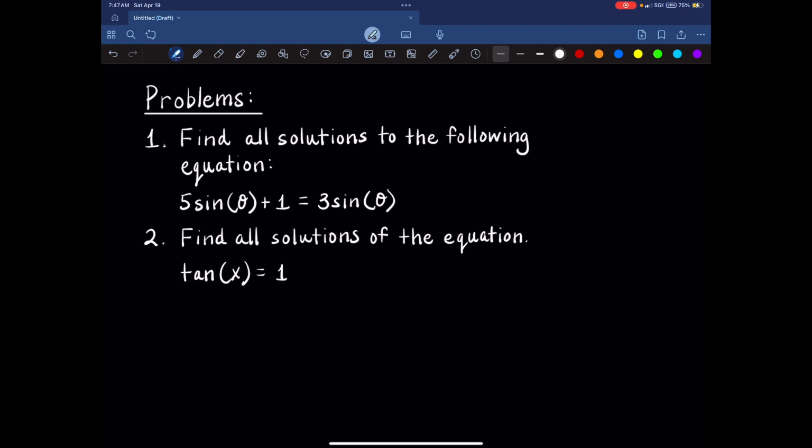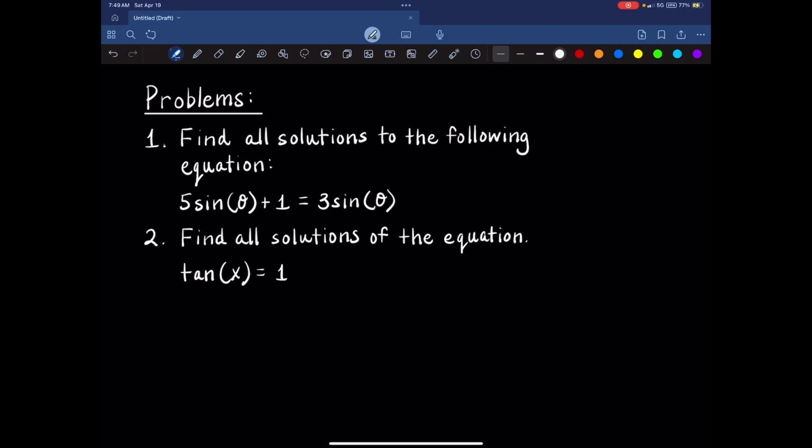With that out of the way, let's get started. The problems we'll be solving today are: 1. Find all solutions to the following equation: 5 sine theta plus 1 equals 3 sine theta. And 2. Find all solutions of the equation tangent x equals 1.